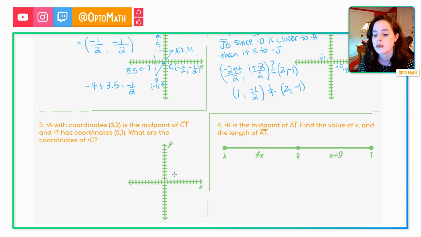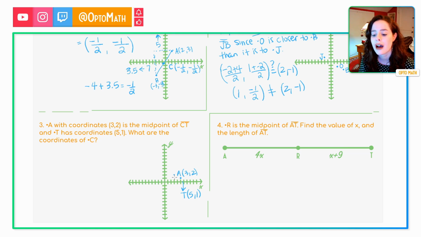A is at 3, 2. T is at 5, 1. So let's draw our label here just for space reasons. And what are the coordinates of C? Okay, so what we can do is figure out the y and x change from A to T, and then we can just copy that over to the left and up to find C. So C has got to be over here somewhere because A is the midpoint. So let's figure that out.